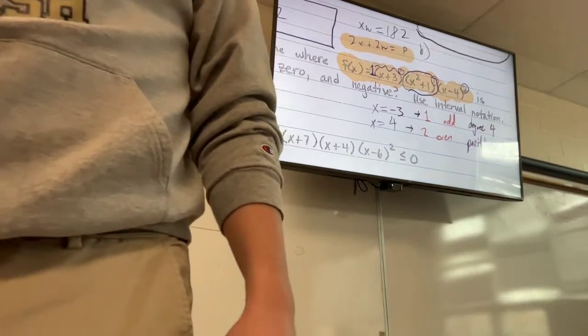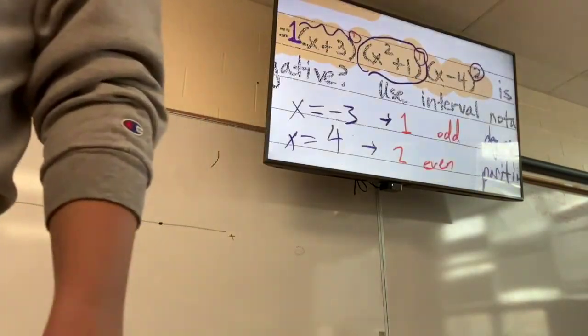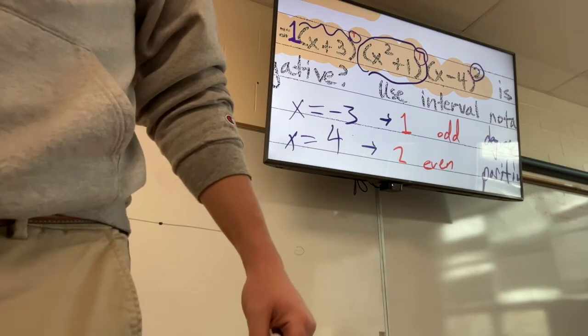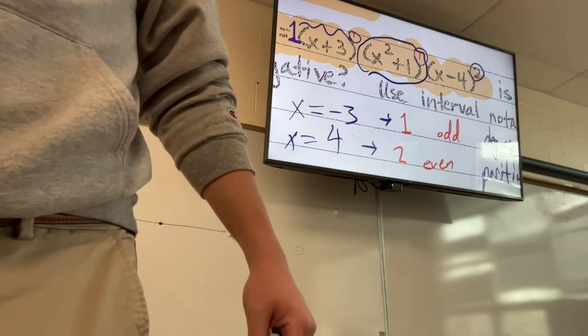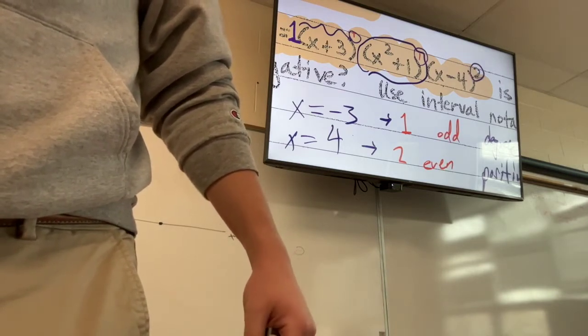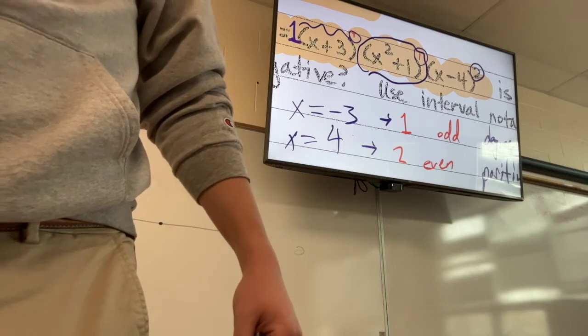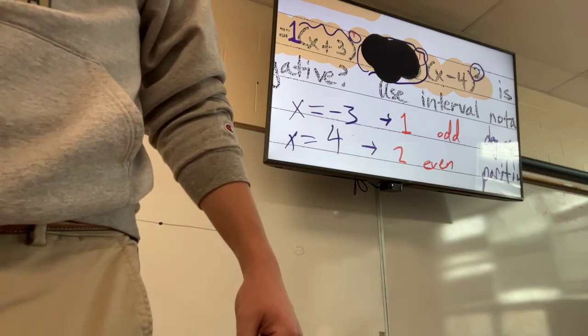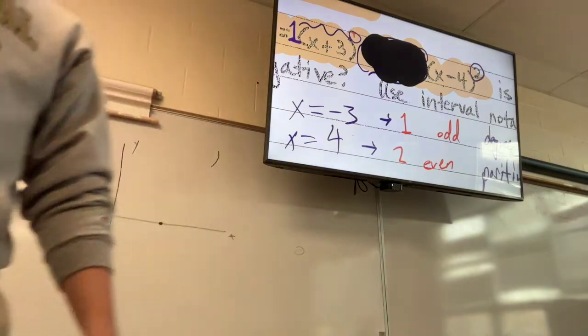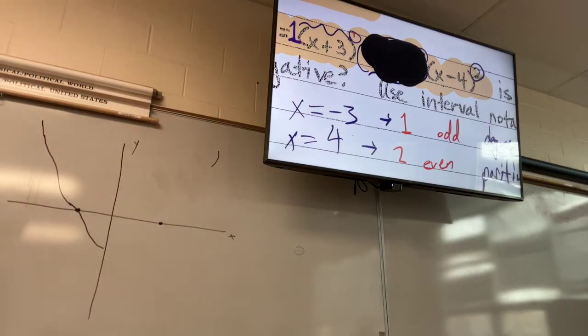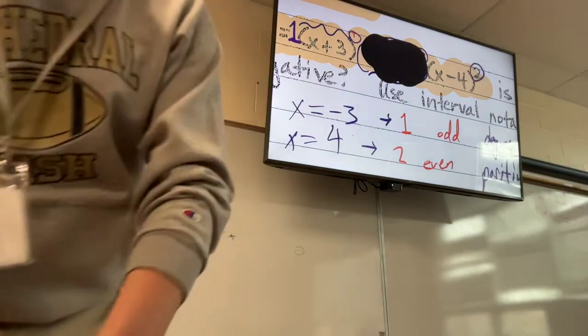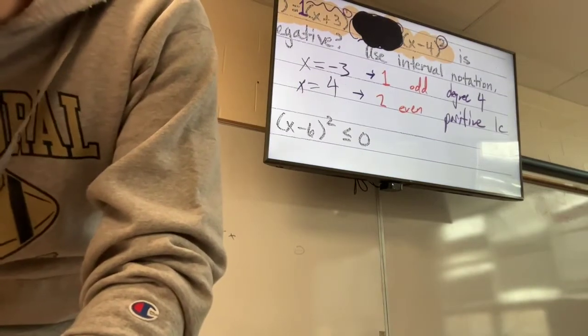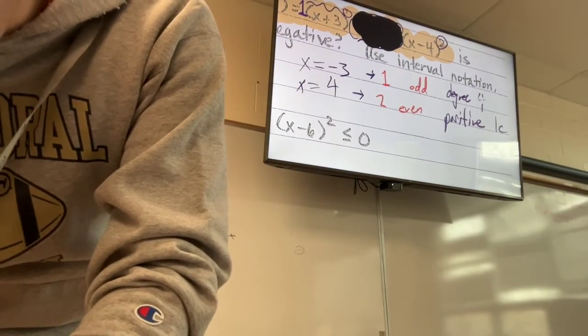So what's going on here? It looks like we just ignore this imaginary zero. So now our degree is 3, so it's odd.